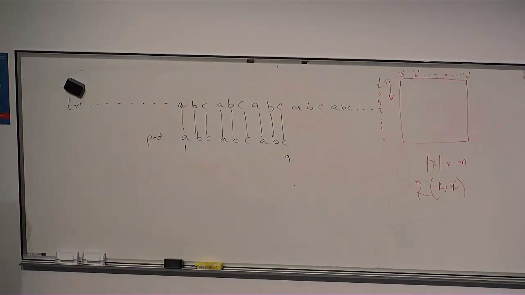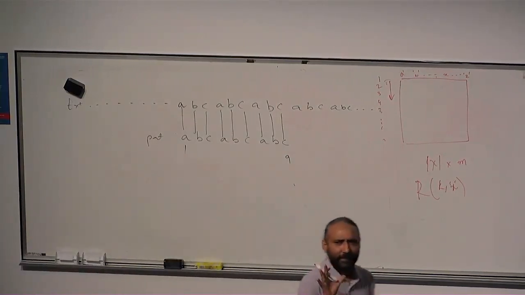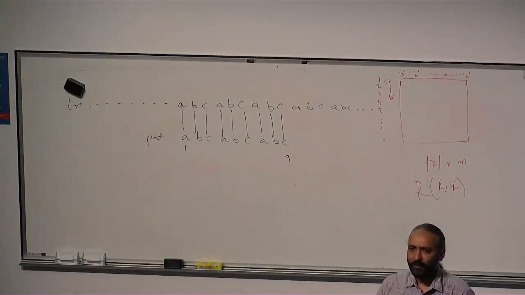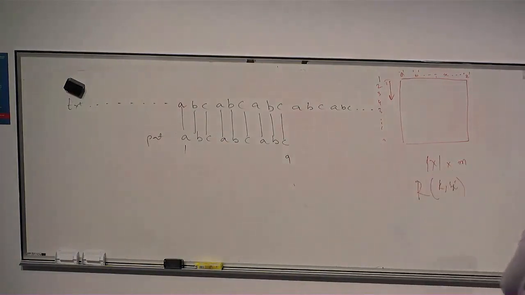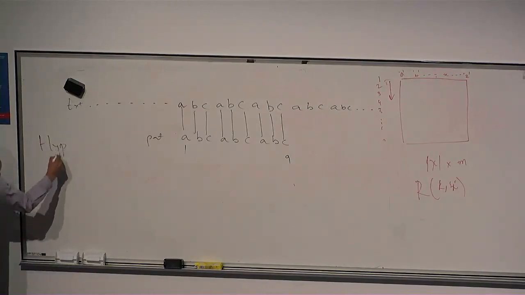Now, my question is fairly simple. How many characters to the right do you shift the pattern by in the next iteration? One is a hypothesis. Anybody else? Anybody want to tell me? In this case it would be 3, right? So the suggestion was 3. So the hypotheses are 1 and 3. Anything else?